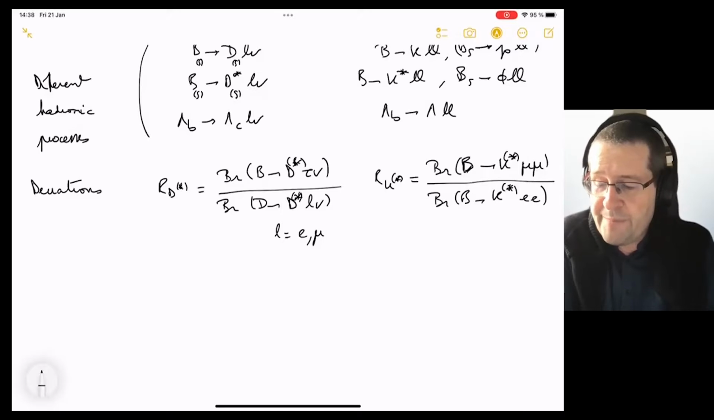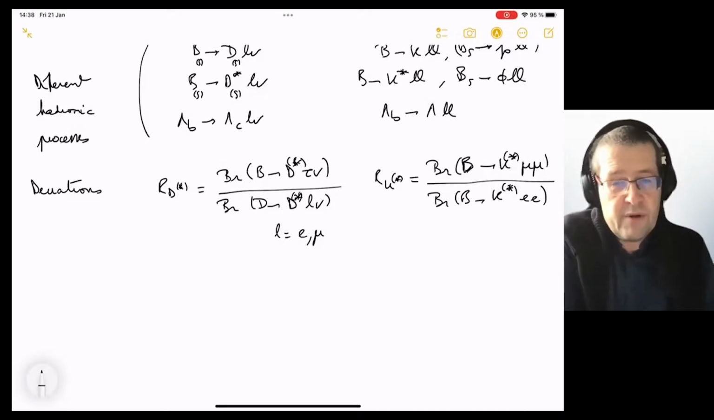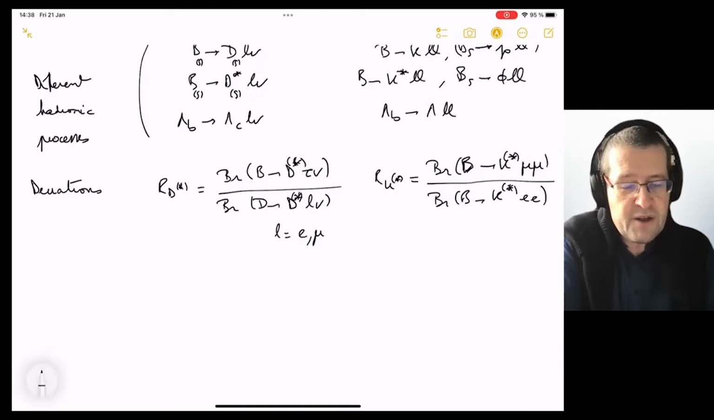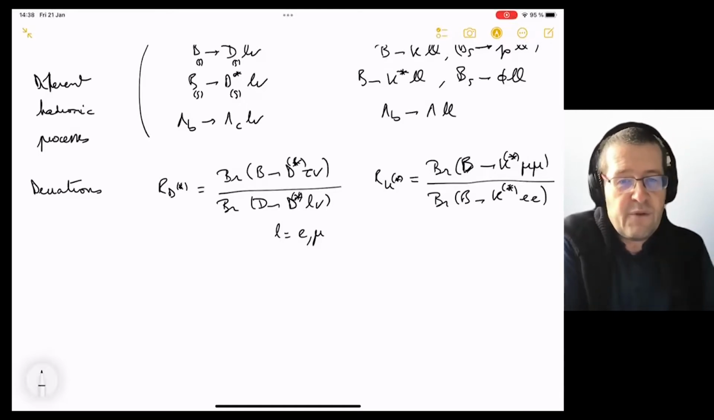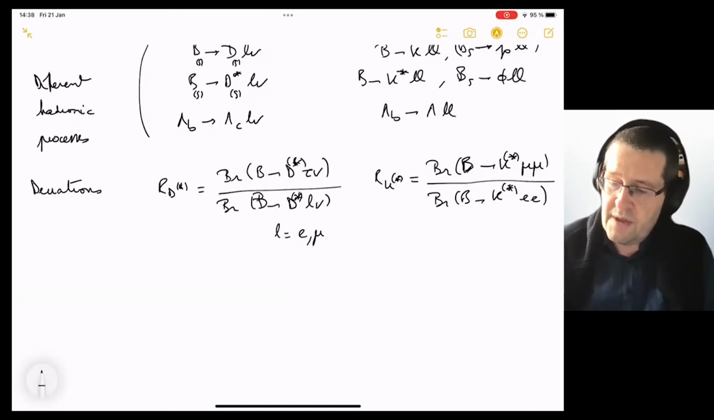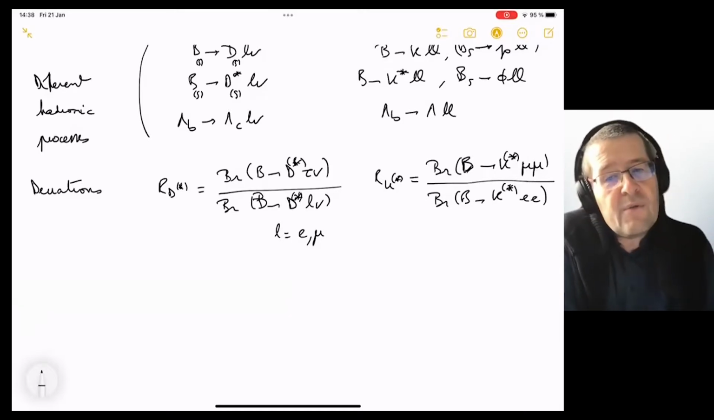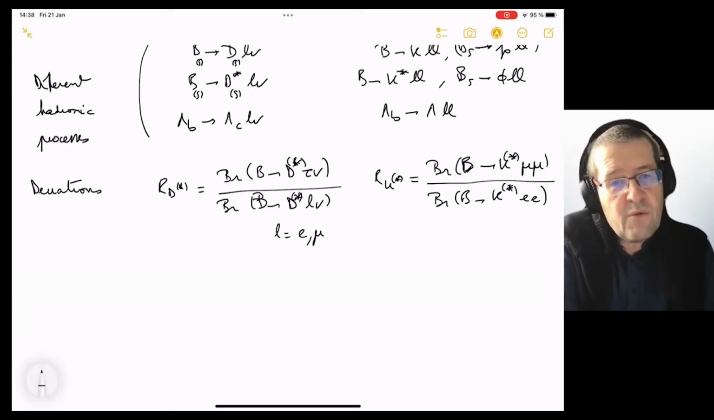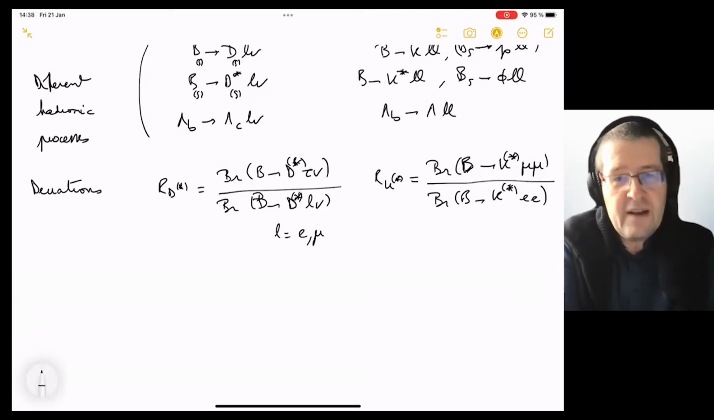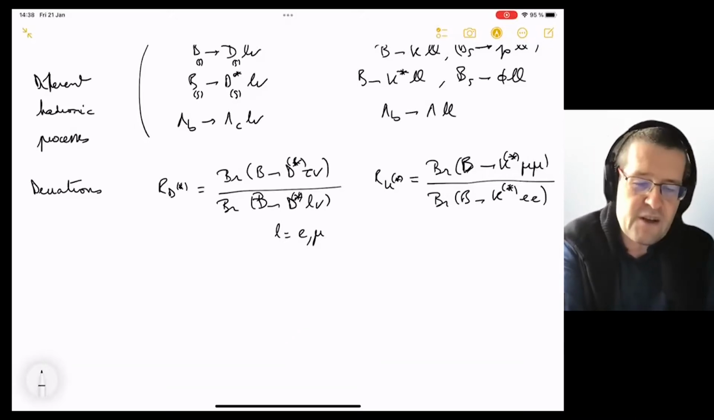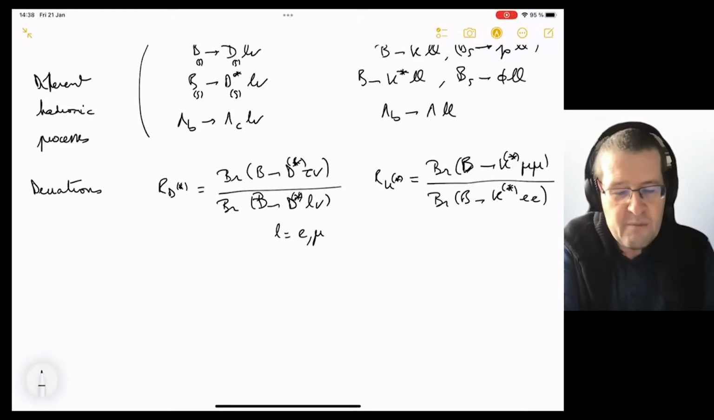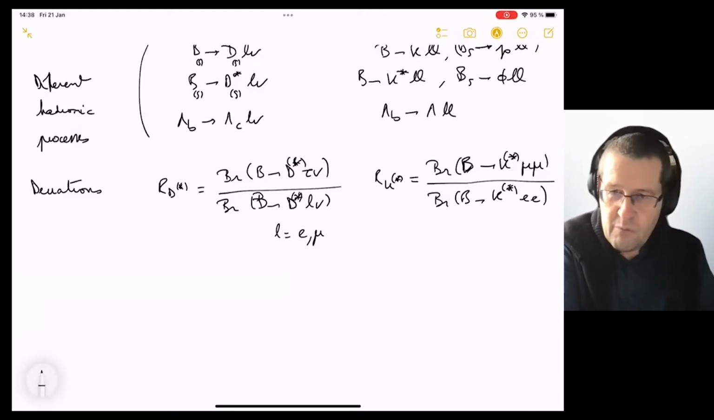In one case, for RD star, up to a small footnote I'll mention later, we don't see any differences between electrons and muons for those processes. So it's B here, not D, B to D star and mu. So we can consider both electrons and muons equivalently and compare to the tau, where there is a difference. And the differences do not only come from kinematic differences, the fact that the masses are different. When you do the computation, and I'll come back to that, you do see a difference. So you see that there is something not talking to the tau in the same way as it's talking to the electron and the muon.